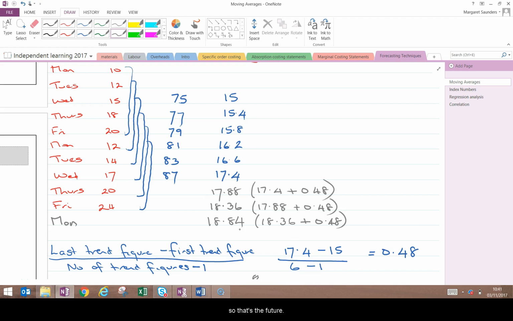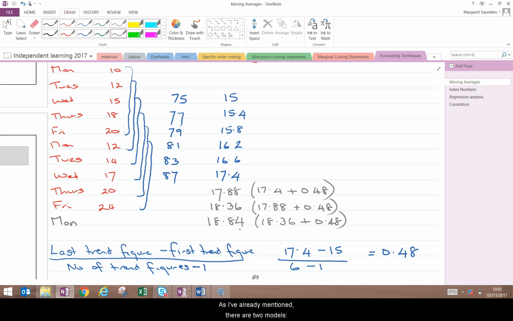So that's the future. Our trend is 18.84. Now this is not at the moment the sales figure that we expect to make on Monday. It is the trend in the sales. We need now to look and see if there are any seasonal variations. And if there are, we apply those seasonal variations.